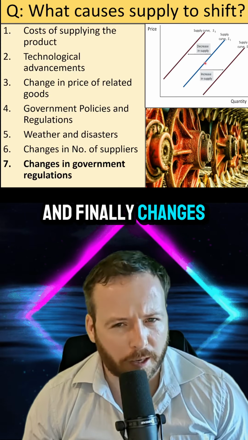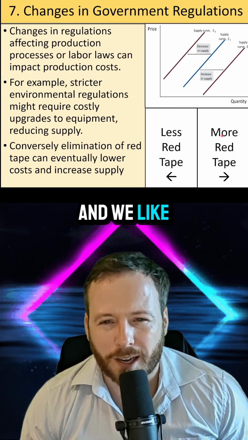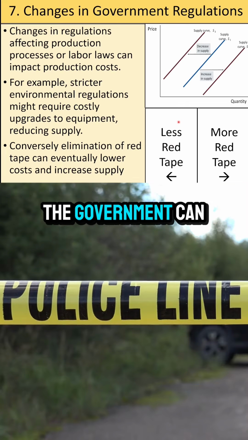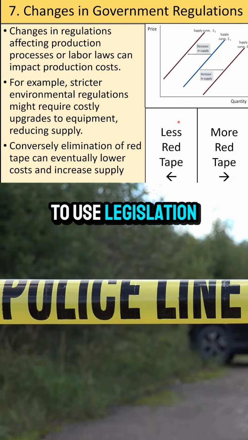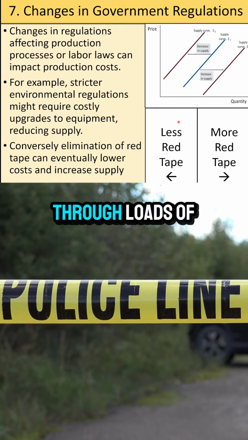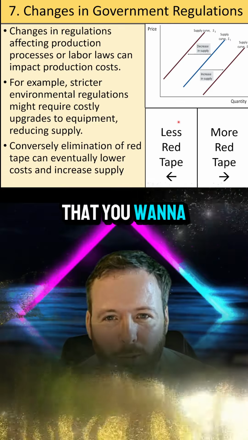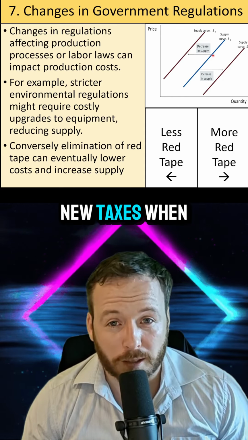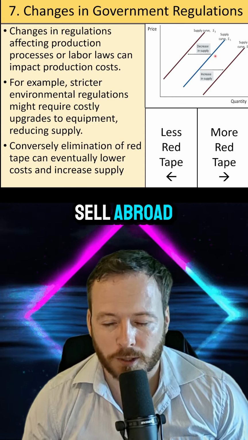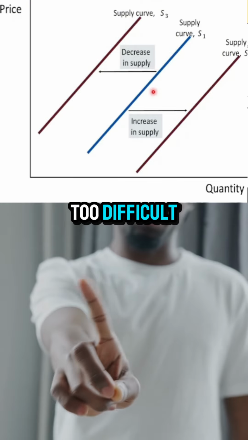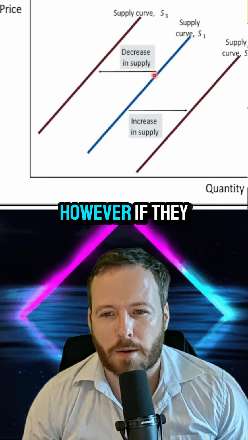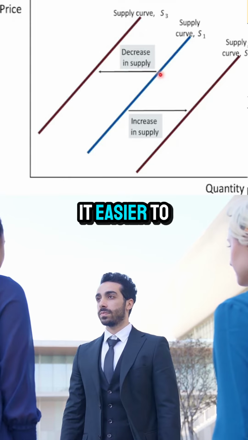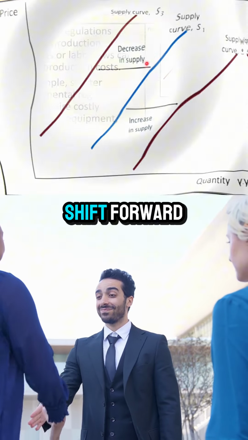And finally, changes in government regulations. And we like to call this red tape, the idea that the government can, if they want to, use legislation to lock up your company, make you jump through loads of hoops in order to sell the goods that you want to sell. By increasing legislation or rules, for example, new taxes when you cross borders or try and sell abroad, supply might shift back. It becomes too difficult, too expensive, and too long to do. However, if they release the red tape and they make it easier to do business, then supply might shift forward.